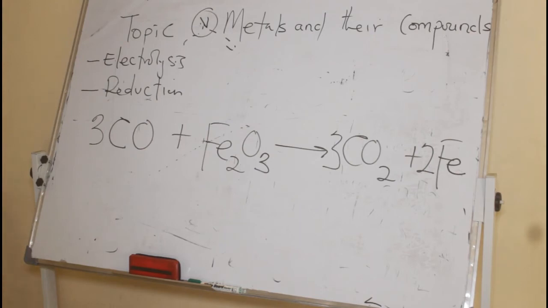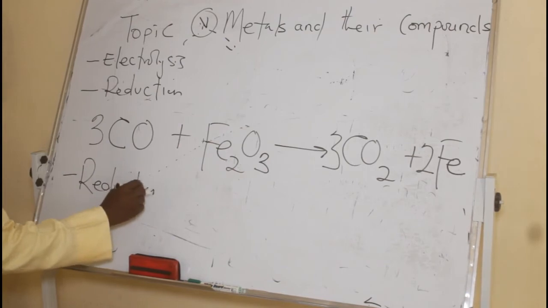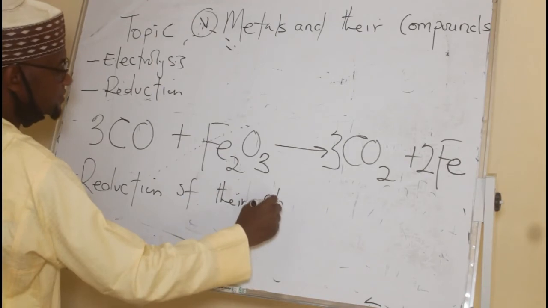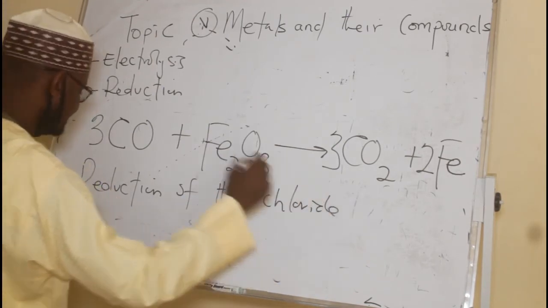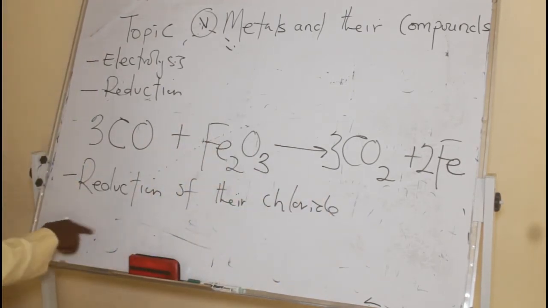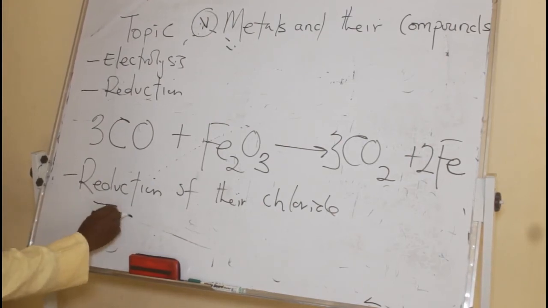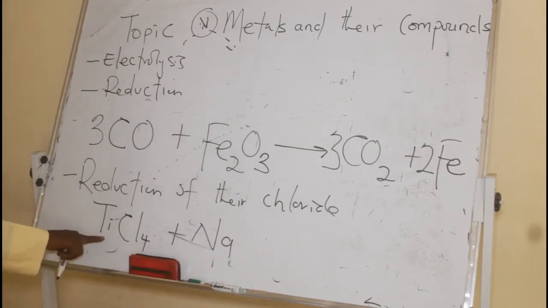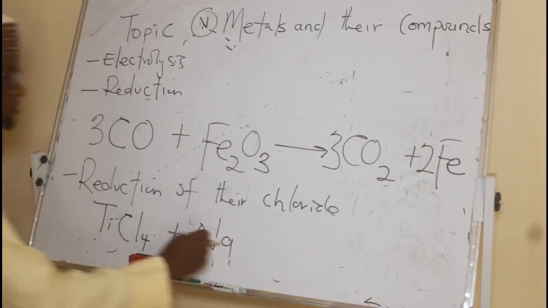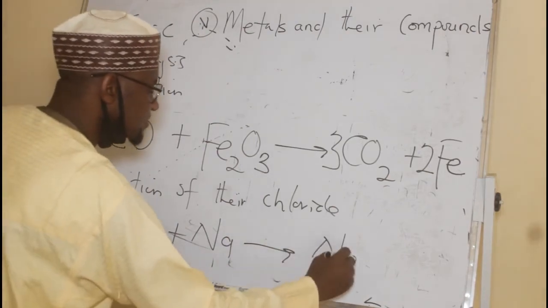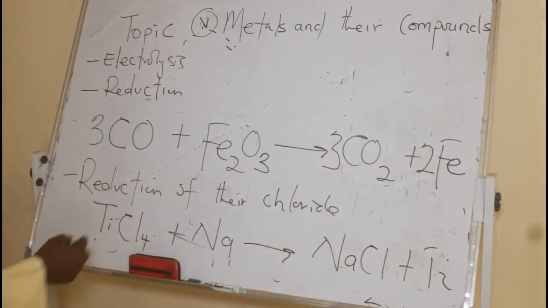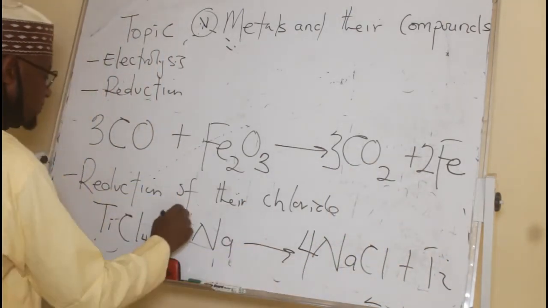Another example is the reduction of their chlorides. Typical example, when you have titanium chloride, you're reacting with sodium and you are looking for titanium here, it will be reduced to give you sodium chloride plus titanium. You have 4 here, and then you have 4 here.